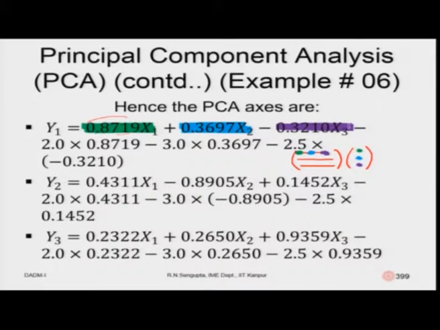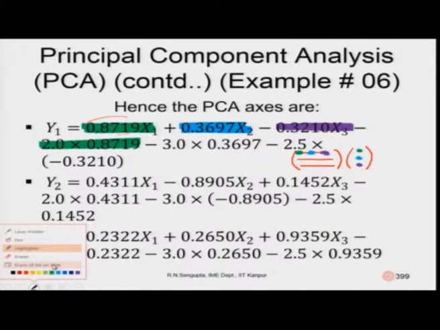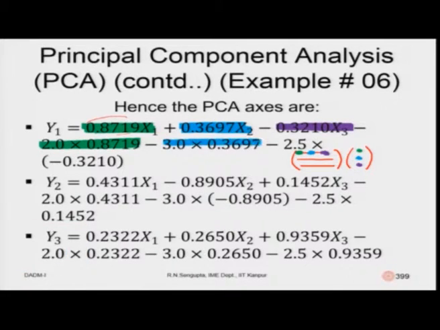Now, remember here they are normalized. So, obviously, the second part being this one, the second part of the first, the second part of the second, the second part of the third. So, this value of 2, which I am not going to highlight anymore, the value of 3 and the value of 2.5 are the respective mean values of x1, x2 and x3.